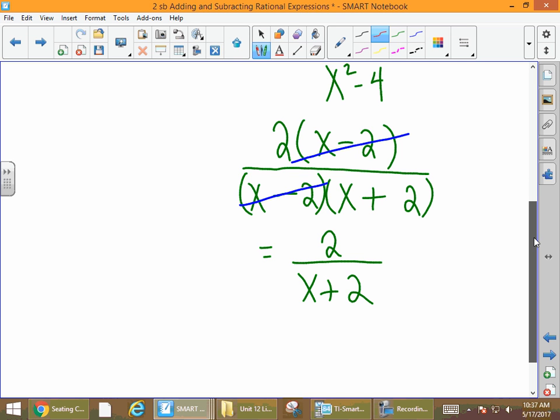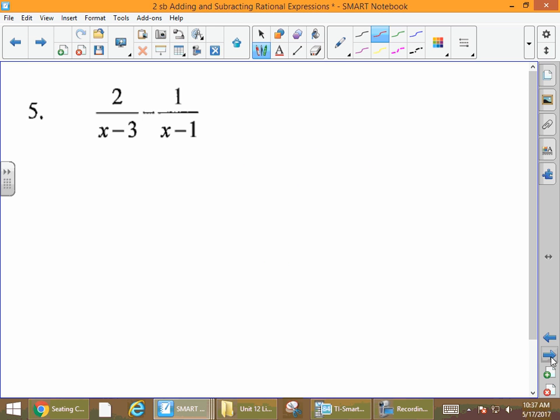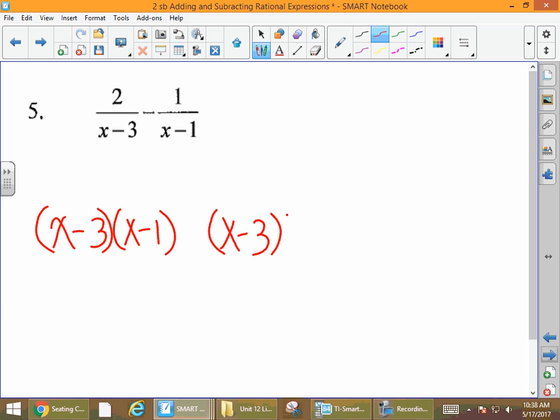As we flip our paper over, we need to find the common denominator. And the thing is, we have x minus 3 in one denominator, x minus 1 in the other. The only way that we can get a denominator with these variables is we can multiply the two denominators together. And that will work every single time.